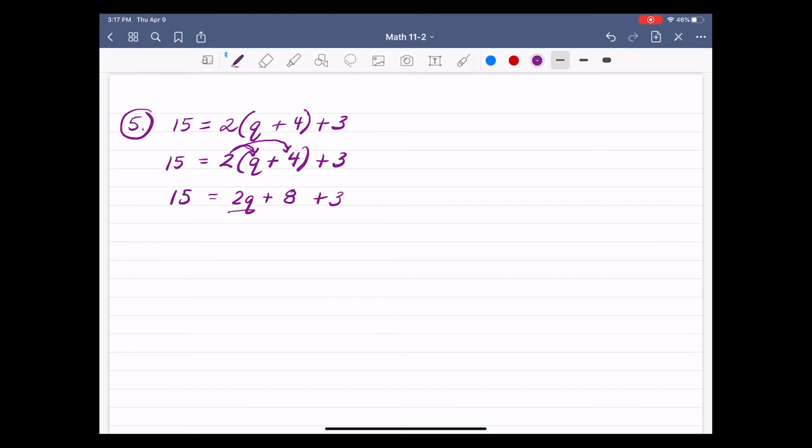Now I'm going to look for terms that we can combine. There are no other q's, so I can see there's an 8, a whole number 8, and a whole number 3. I can combine those. So now I'm going to get 15 equals 2q plus 11. 8 plus 3 is 11.